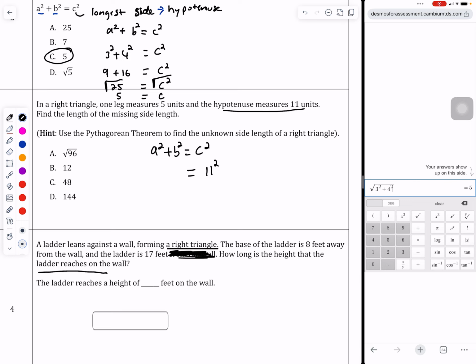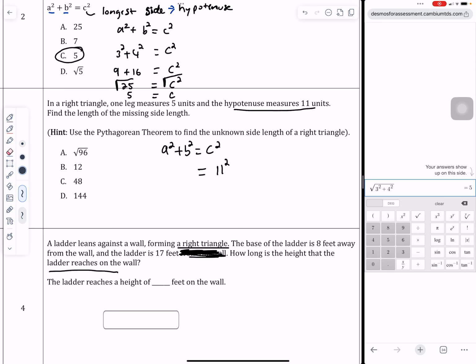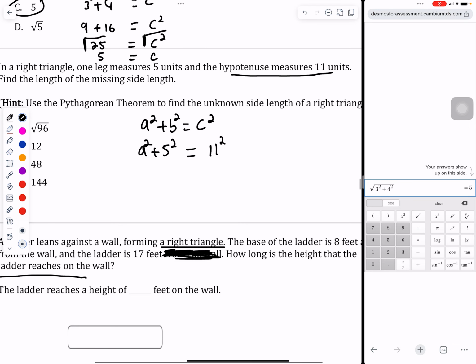One leg measures 5 units. I need to find the other leg. It doesn't really matter which one you make A or B. So I'm going to look for A. A to the second plus 5 to the second. So once again, 5 to the second will be 25. 11 to the second will be 121.